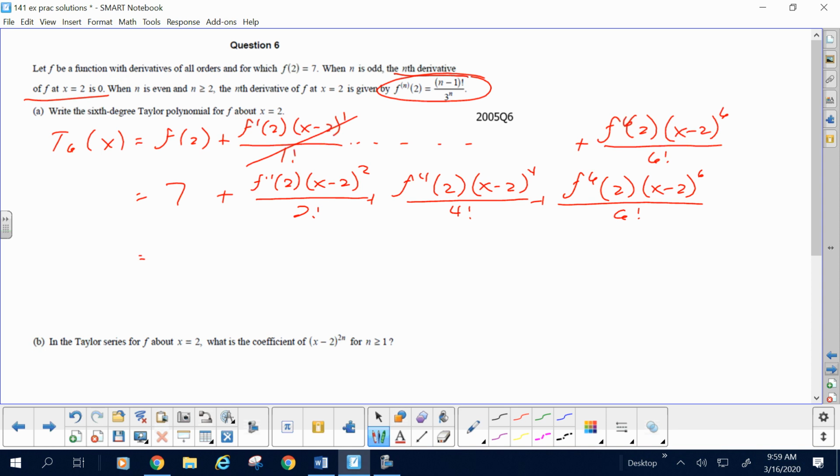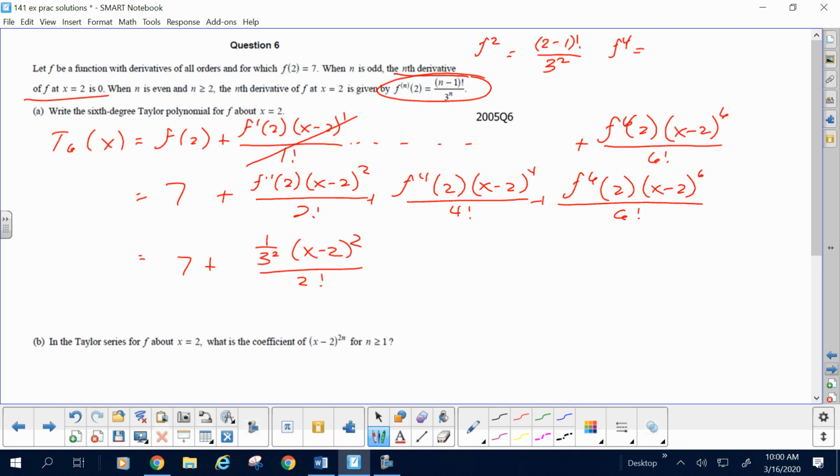Now, using the rule they talk about here, for the second derivative, it's 2 minus 1 factorial over 3 squared. So I'm going to go with 1 over 3 squared, x minus 2 squared over 2 factorial.